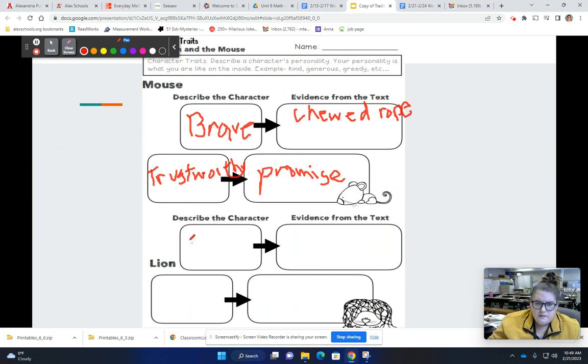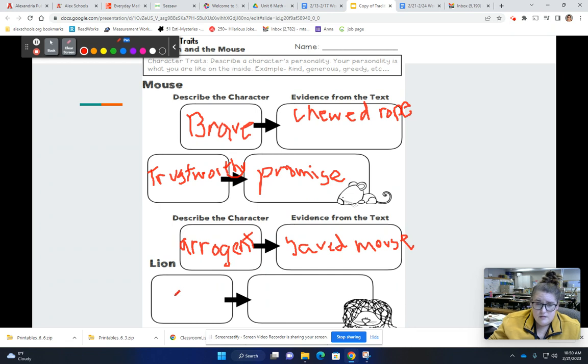Now let's go to the lion. I'm going to use that word we used just a minute ago. Arrogant, meaning he thinks he's the greatest. Okay. And when did he show this arrogant attitude? Well, I think that he showed this arrogance when he thought the mouse wasn't going to repay him, right? Arrogant when he saved the mouse, right? When he saved the mouse, he said, how could a mouse ever repay me? Okay, that's showing arrogance.